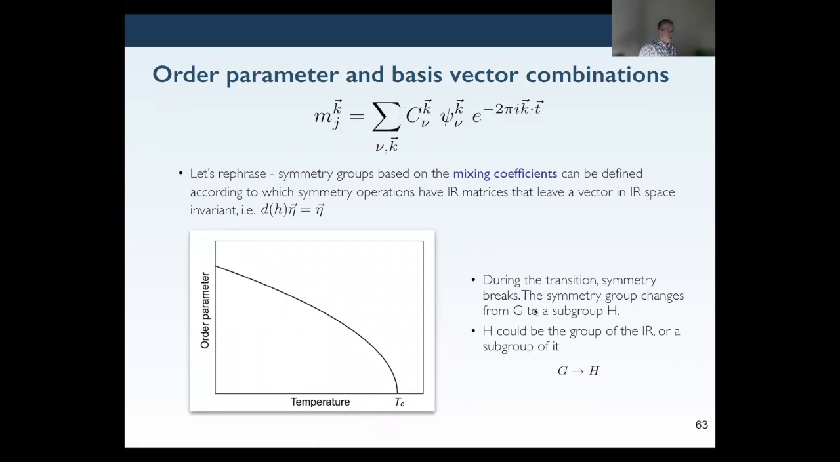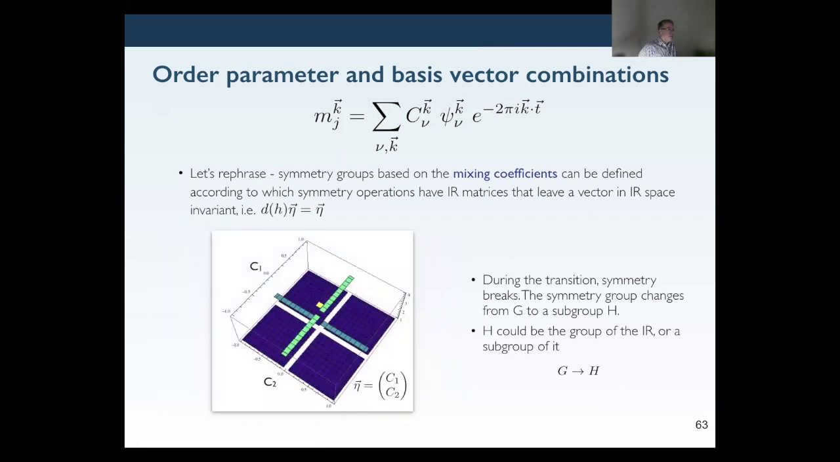So during a phase transition, the symmetry group changes from some parent group to some subgroup H, and that should be a group of the irreducible representation or a subgroup of it. And that's what I just want to explore now. This is an example where we have two coefficients. What we're doing is combining two basis functions within a single irreducible representation. So the mixing of those two coefficients defines a particular symmetry space just within the irreducible representations themselves. We're considering space within irreducible representations.